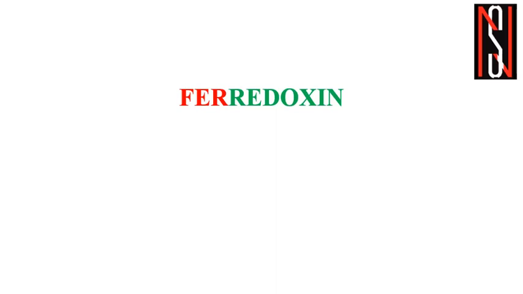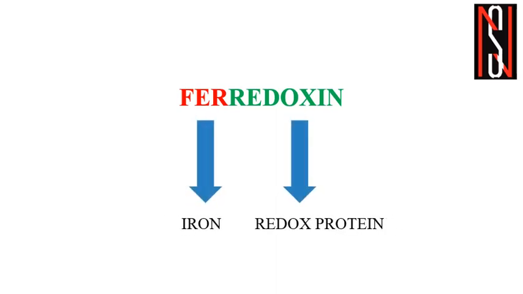First of all, we have to know from where the term ferredoxin has been developed. If we divide this term into two parts, we get fer and redoxin. Fer basically means iron, and redoxin basically means redox protein. Why does fer mean iron? Because in many cases iron has been named as ferrous or ferrite, and the next part, redoxin, means redox protein.